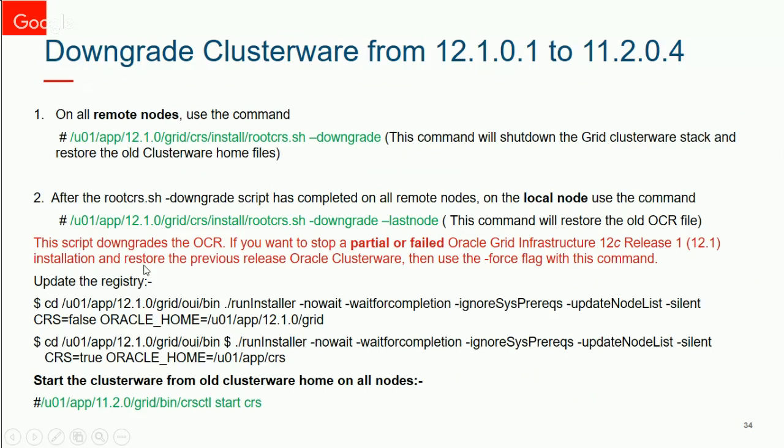Well, this is the OCR file which does the downgrade. If you want to stop a partial or failed Oracle Grid 12c installation and restore the prerequisite, then use the -force option. If something goes wrong in the middle of an upgrade, use the -force option. That will downgrade your OCR. All right, then you have to upgrade the registry as well.